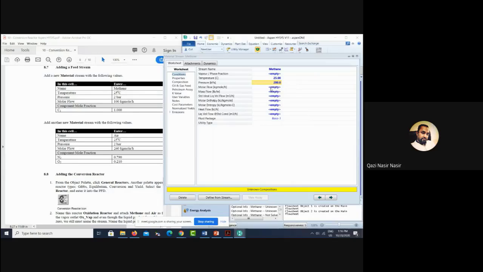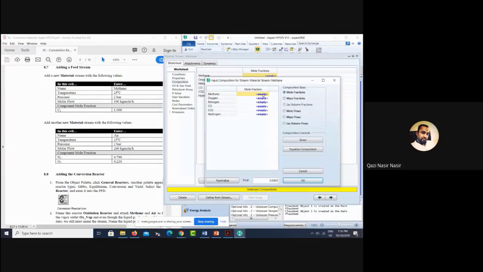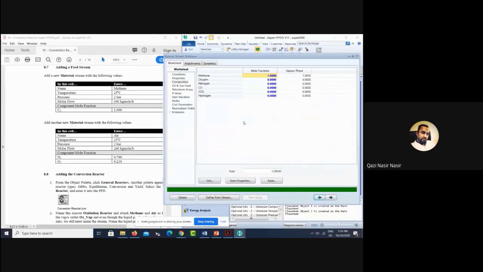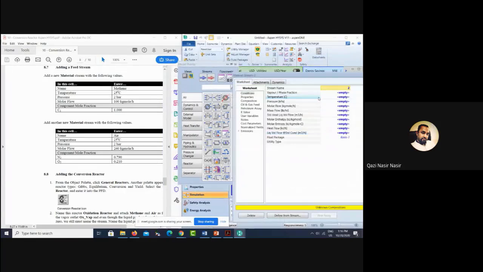The molar flow rate is 100. I put it here. And for the composition, since it is purely methane, we don't have any other thing. We have only methane entering, so put 1 for methane only, because this stream contains only pure methane. So that is converged. Now click the second stream and call this stream air.